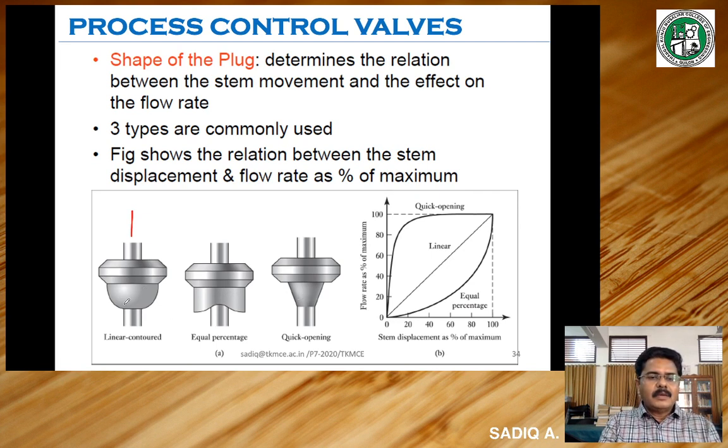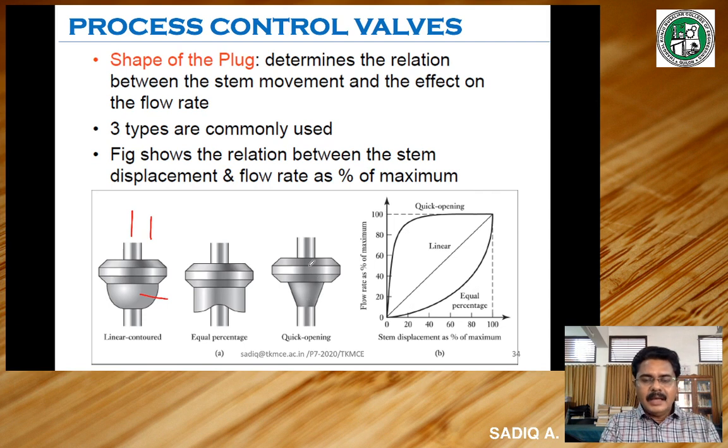Here in this case, it is called a linear contoured plug, because the name indicates that when there is a particular movement of the stem, a corresponding variation in flow rate happens. That is, the relationship between the linear movement of the stem and the change in flow rate is a linear relationship. That is shown in this diagram. This is a linear kind of contour output. This other kind of plug is equal percentage. That is, if there is a particular percentage change in movement of the stem, that many percentage change in volume rate will happen. So this is the equal percentage contour.